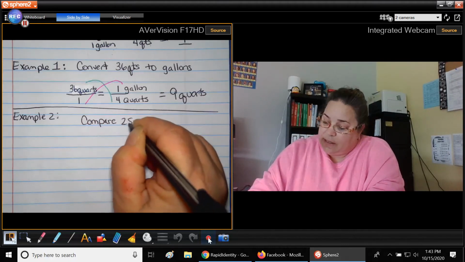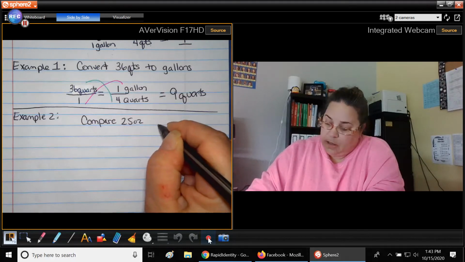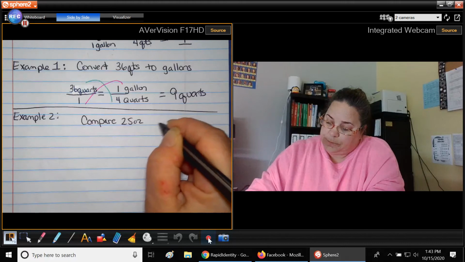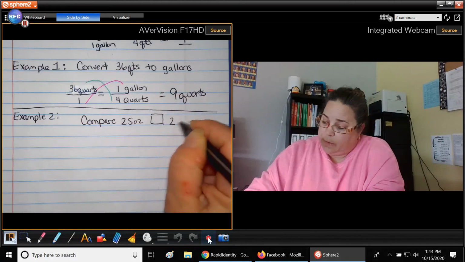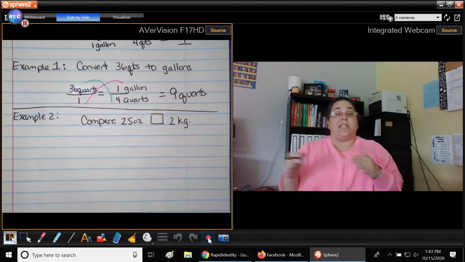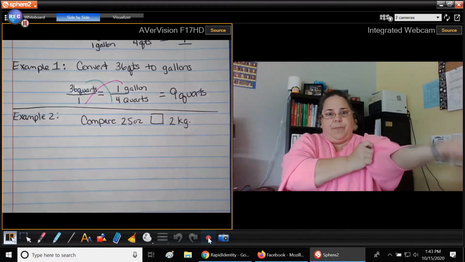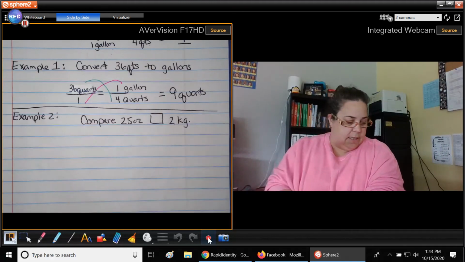25 ounces to 2 kilograms. We're going to try and figure out which one is bigger, okay? So that's what that box is. We're going to put a greater than or less than sign in there, okay?